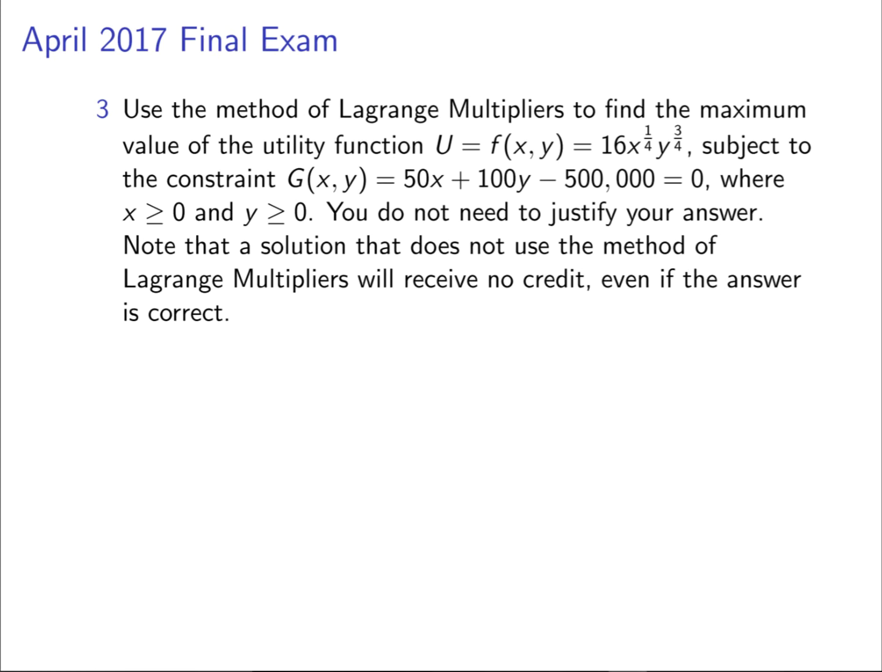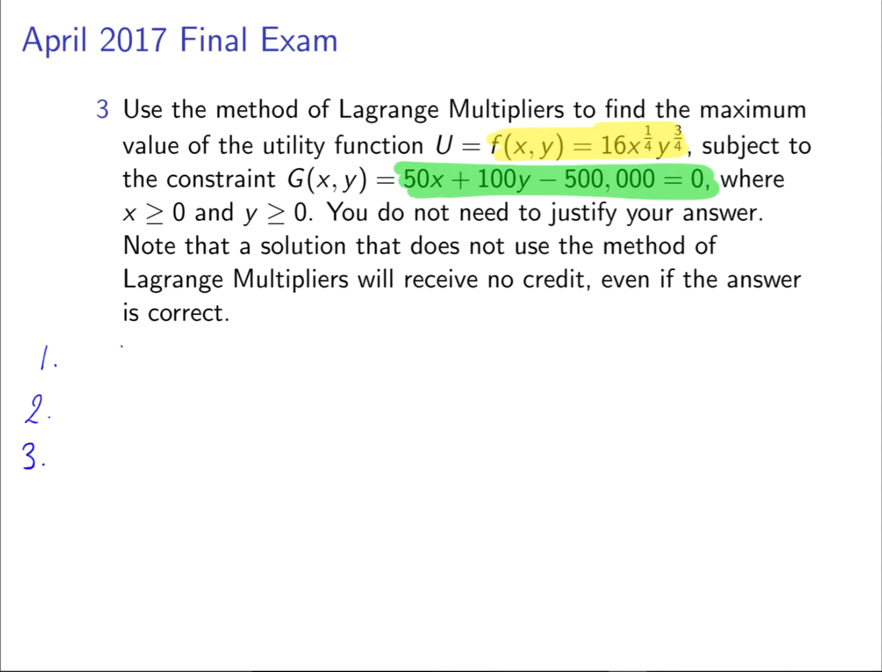Here's a very typical example of a utility function. The thing that we want to take the maximum of, that's our f. Our constraint function, that's our g, and notice it is set equal to a constant. That constant is 0. So let's set up our three equations.